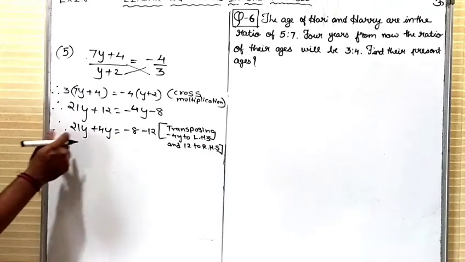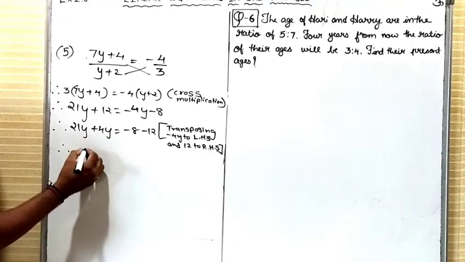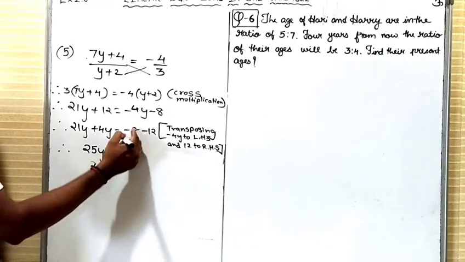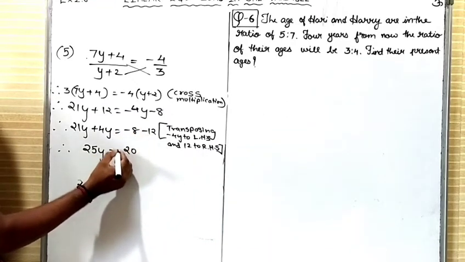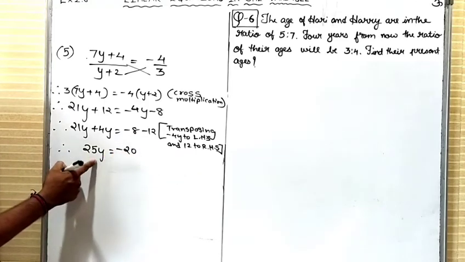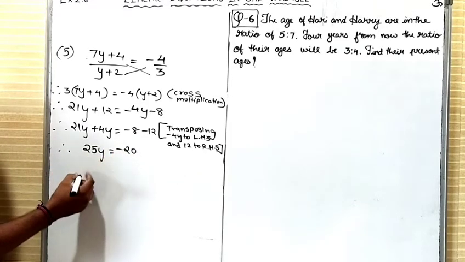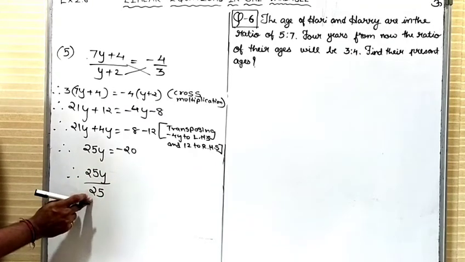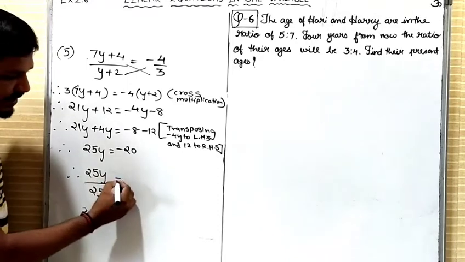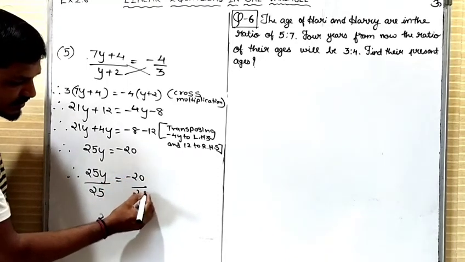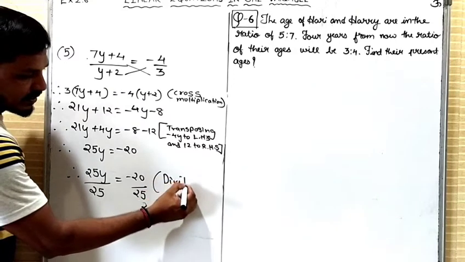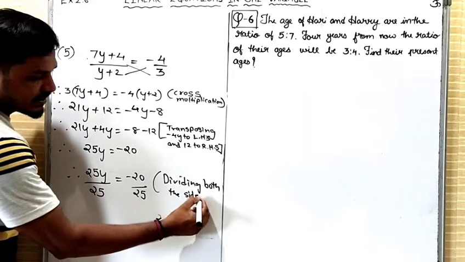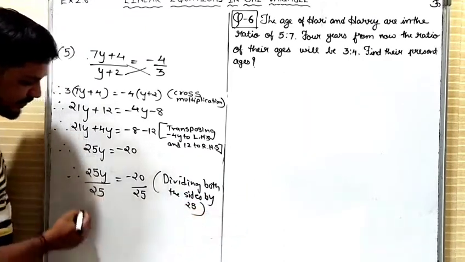After doing such, now do addition. 21 plus 20 is 41y. Minus minus plus, 8 plus 12 is 20, sign of minus. Now I need to eliminate this coefficient because I need to find the value of this variable. So y will be divided by it. Whatever value I am taking toward my left hand side, the same value you have to take toward your right hand side. You have to write dividing both the sides.